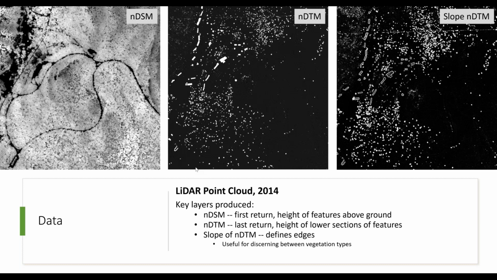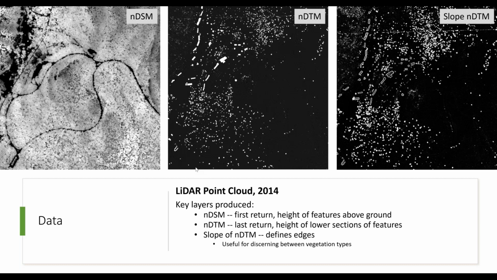refinement, really acting as a tool to help create initial objects from and also to separate connected tree objects. I created 3 layers in the Lidar, a normalized digital surface model from first return data, essentially defining the terrain and features above ground in my study area.